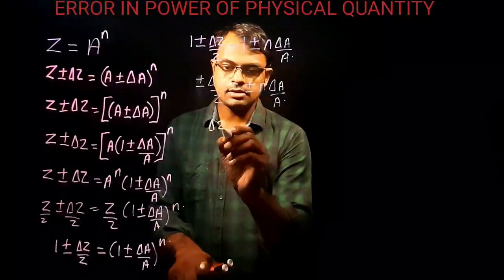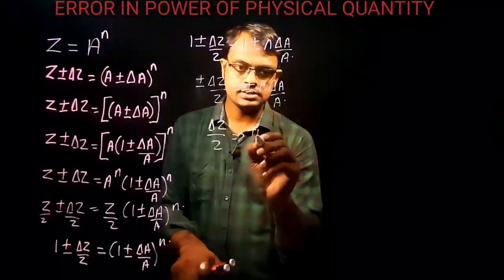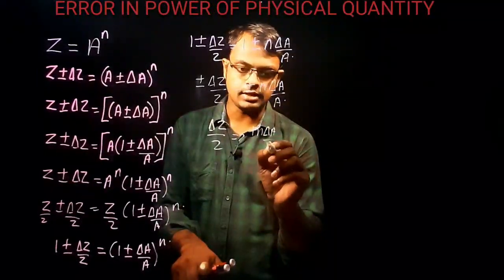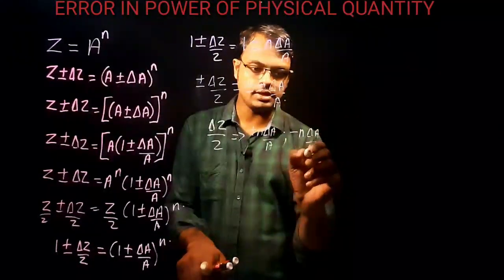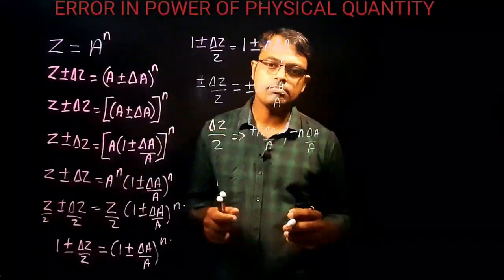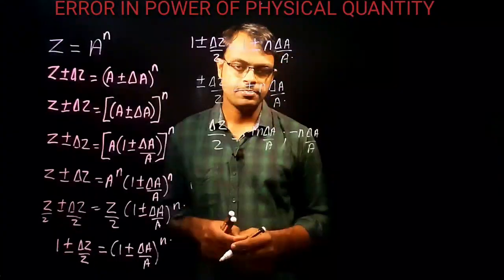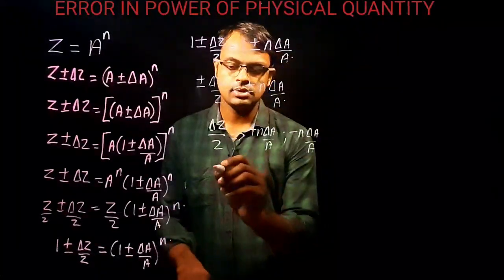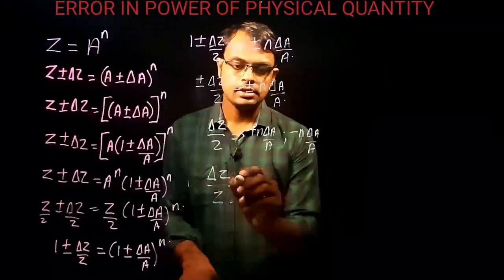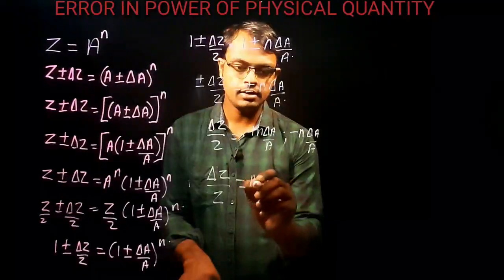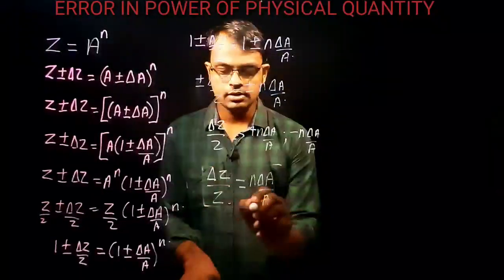In delta z by z, the maximum possible errors are, one is plus n delta a by a, another one is minus n delta a by a. So what is the maximum possible error in the measurement of this delta z by z, or the relative error in the final result? So we can write here, maximum possible error delta z by z is equal to n delta a divided by a. So this is the final result.